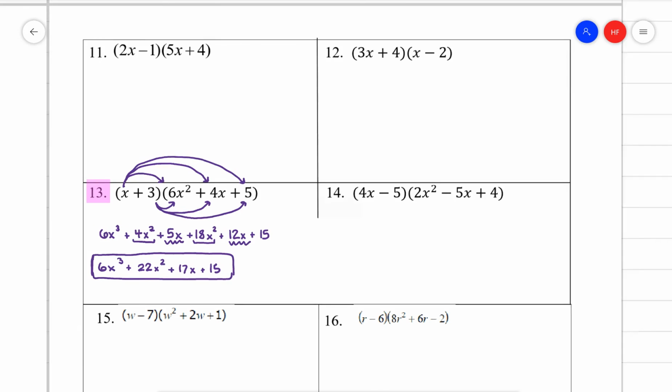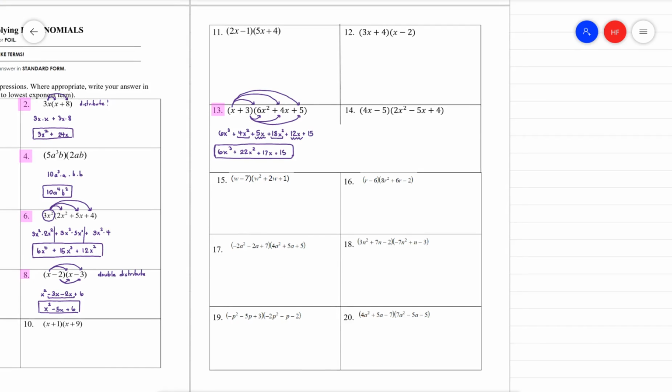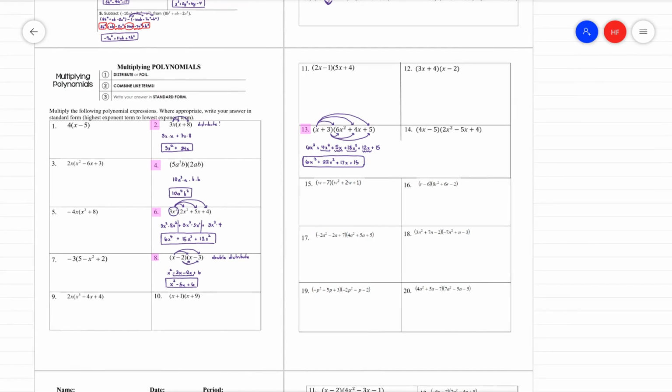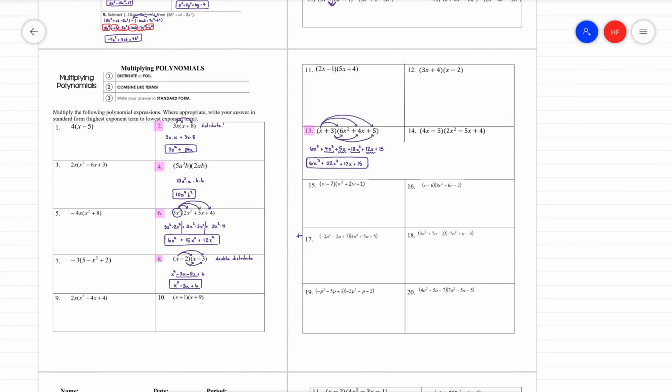So then the rest of the problems on here are for you to do. I am challenging you to do 17 and on because those have 3 terms by 3 terms, and I want to see what y'all are able to do. So we did 5 of the problems. That leaves you with 15 problems for your homework. Make sure that you turn it in, and thank you for watching.